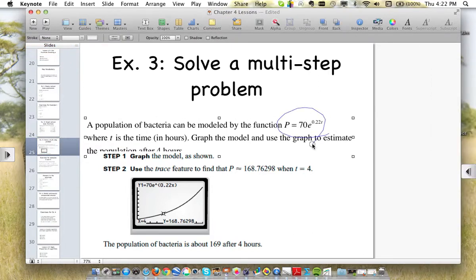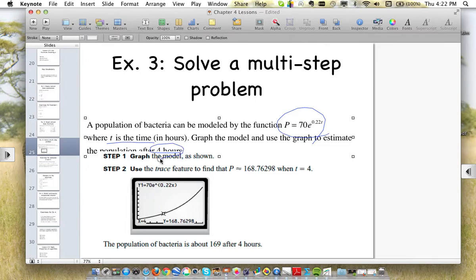Here's our function here. Okay, oops, I accidentally moved that down, but we'll be able to see over that. T is the time in hours. Graph the model and use the calculator, use the graph to estimate the population after 4 hours. Moved it down a little so it's kind of hard to see.